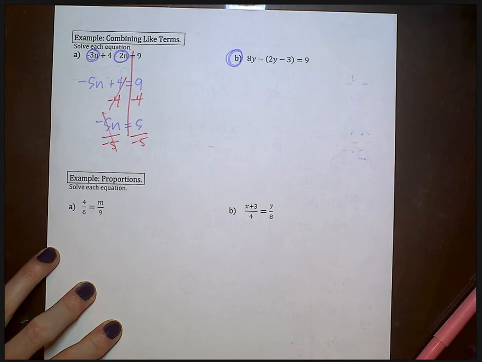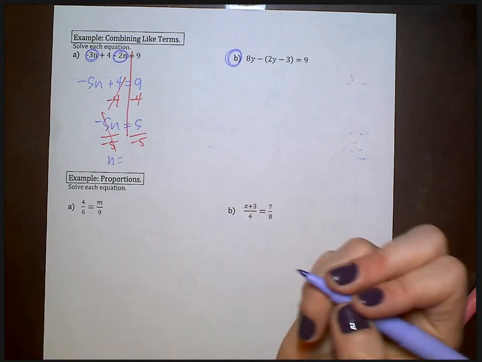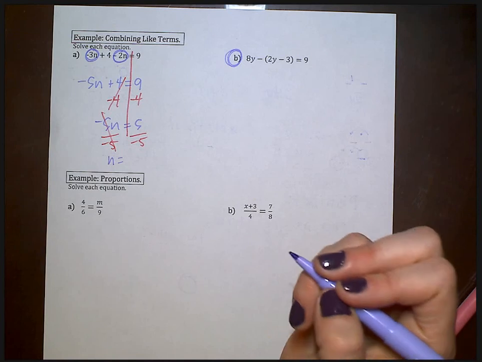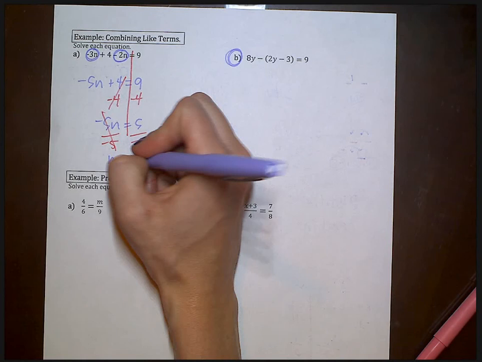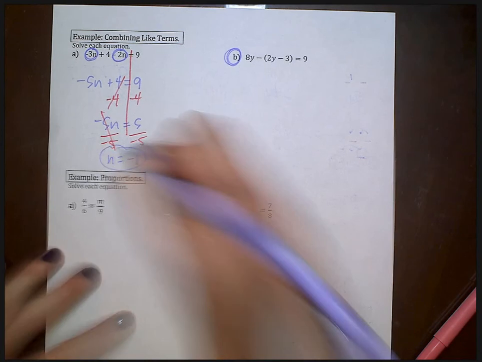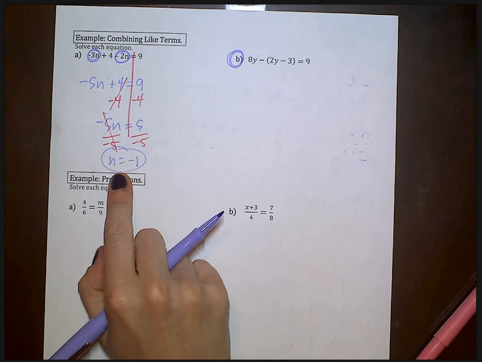Notice again, I'm showing my work really clearly. This is really easy for me to read what I'm doing. I want to see you doing this. I want to see your thought process, your steps. That way I can be a little bit more lenient when I grade your work if you make a mistake. So I get negative 1.